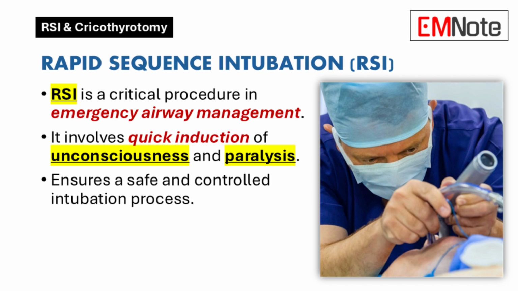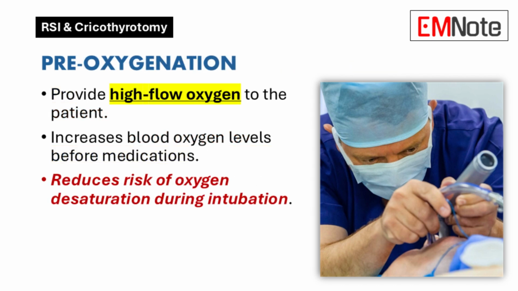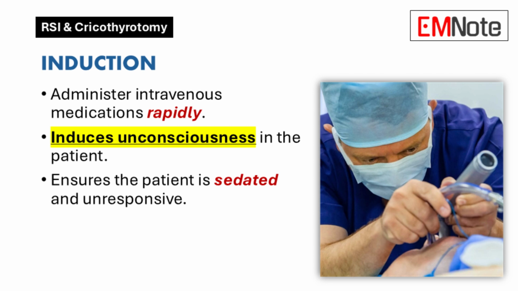So what are the key steps involved? RSI usually involves 5 main steps. The first one is pre-oxygenation, where the patient receives high-flow oxygen. This is to increase their blood oxygen levels before any medications are administered. So you're giving them a reserve of oxygen before you start doing anything. Exactly. And then next comes induction, which involves administering intravenous medications to induce unconsciousness.